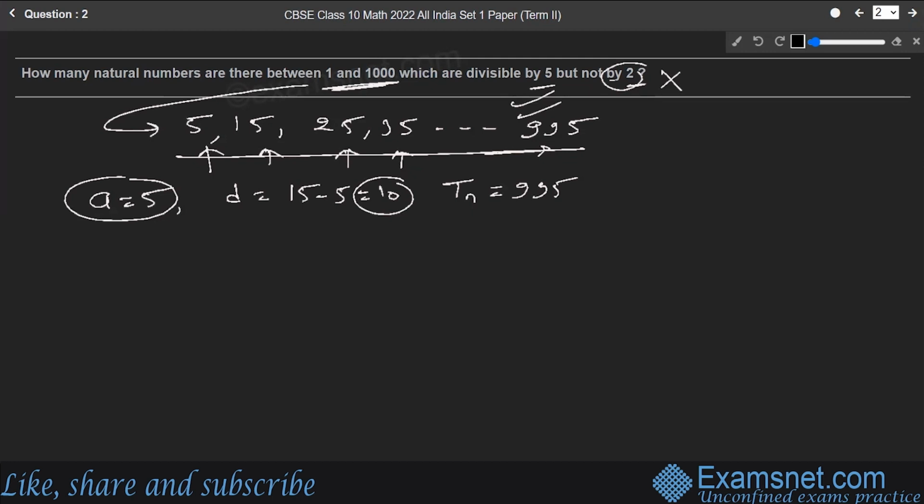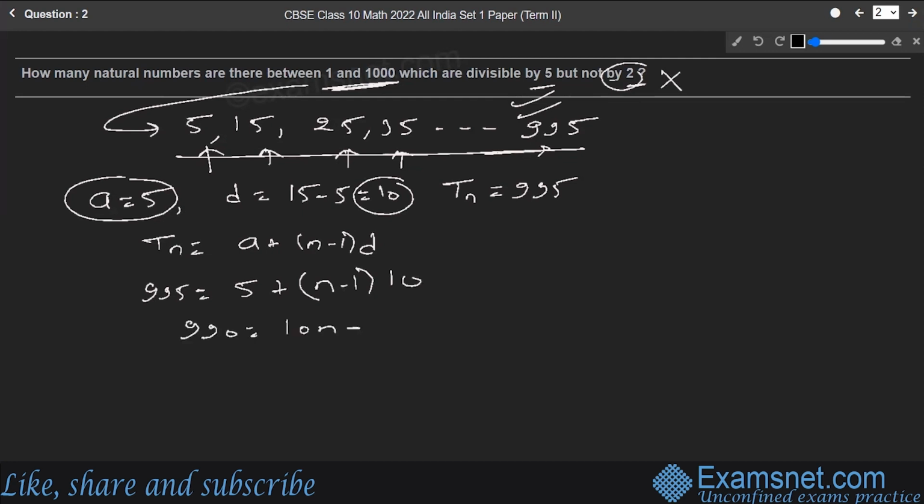Okay, so let us have the formula for the nth term. The formula for nth term is simply Tn is equal to A plus n minus 1 into D. So if you use that, Tn is already there with you. 995 is equal to 5 plus n minus 1. N is unknown. N minus 1, D is 10. So if you solve this equation, this is 990 is equal to 10n minus 10. So it is going to be 10n is equal to 1000. So the n value is coming out to be simply 100. So that's what he has asked.